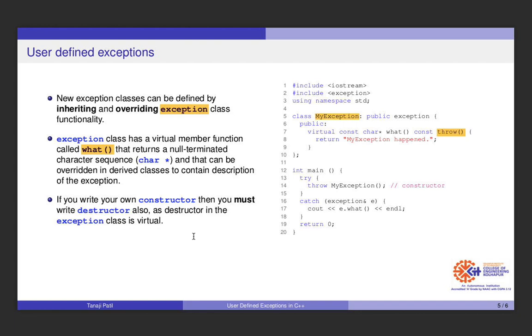One more important thing is that the exception class has a virtual destructor also. For any reason, if in your exception class you are making use of your own constructor, then you must write a destructor also. Otherwise the compiler will report an error. Now in the given example, I have not used any constructor, so I have not defined the destructor. Let us have a look at one example.